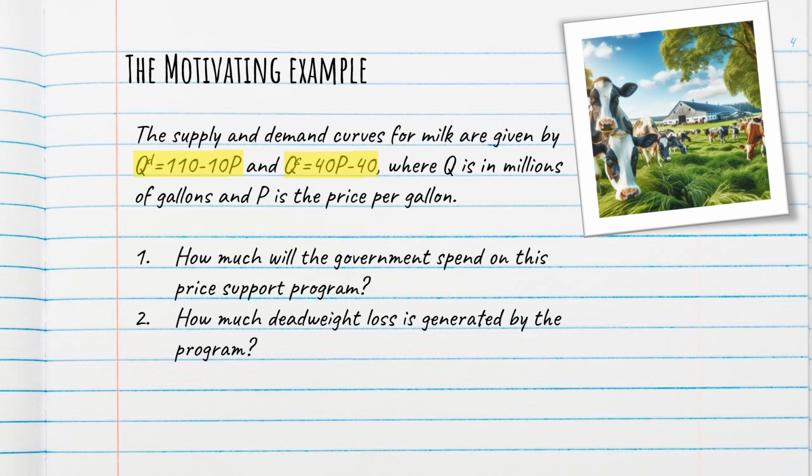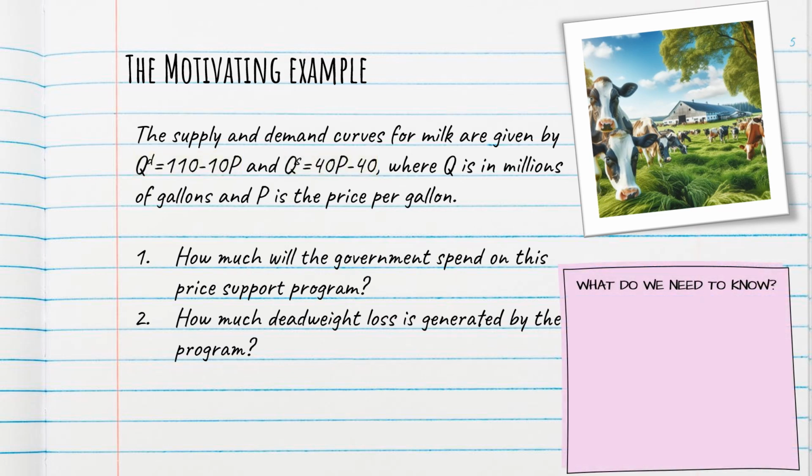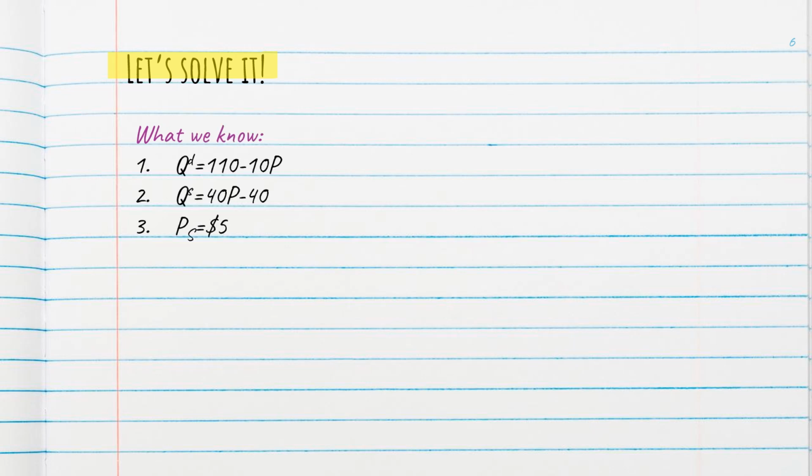We want to figure out how much the government's going to spend on this price support program, as well as how much deadweight loss is going to be generated. What do we need to know to answer this question? We need to know the demand curve, the supply curve, as well as the support price. So let's solve this question. Here's what we know: the demand curve, the supply curve, and the support price.